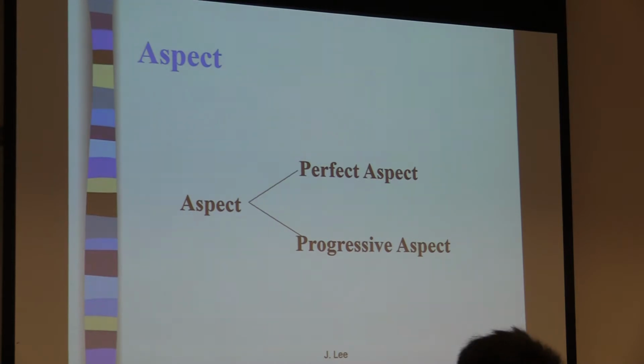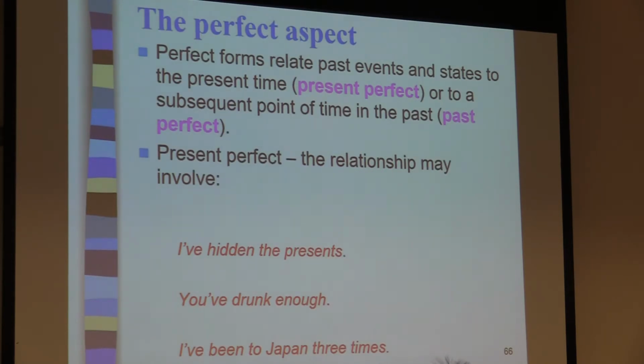Now, there are two aspects in English, perfect and progressive. When we read the text earlier, we already found some examples of the perfect aspect and also the progressive aspect. Let's see. Now, for the perfect aspect, we have the present perfect tense and the past perfect tense. So the word perfect actually refers to the aspect.